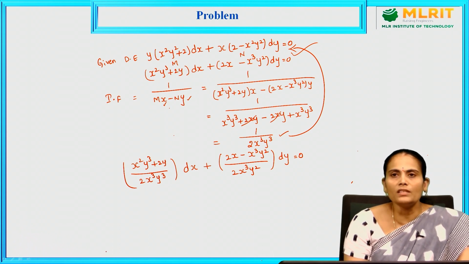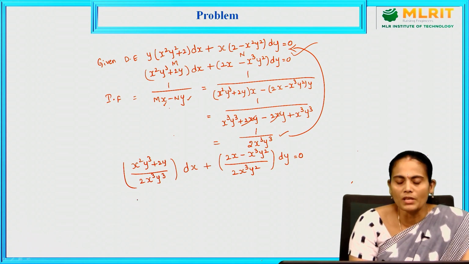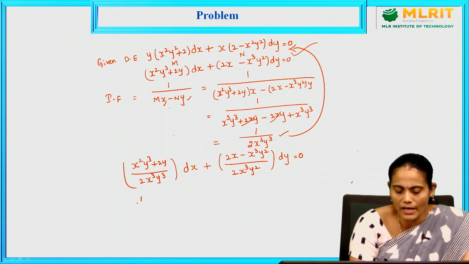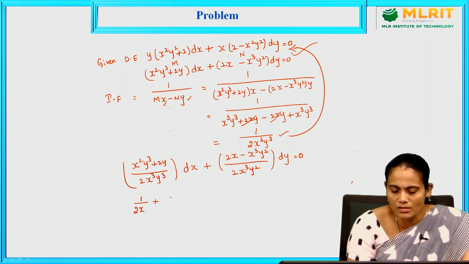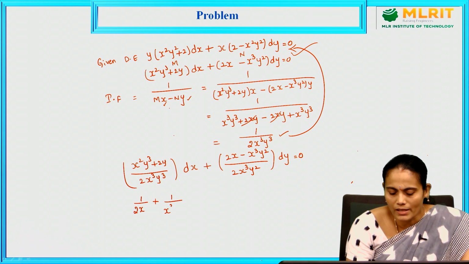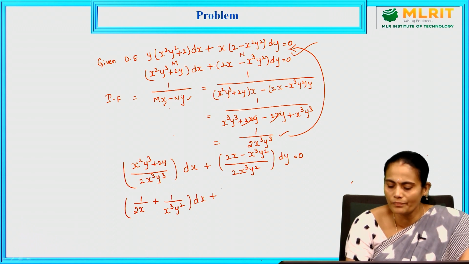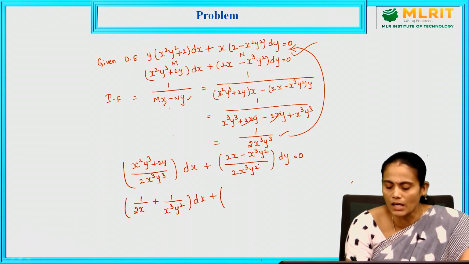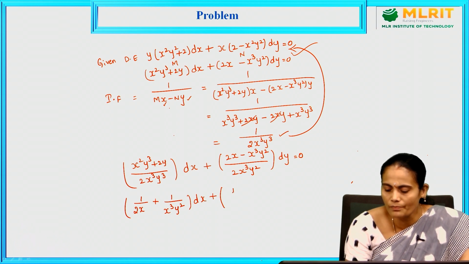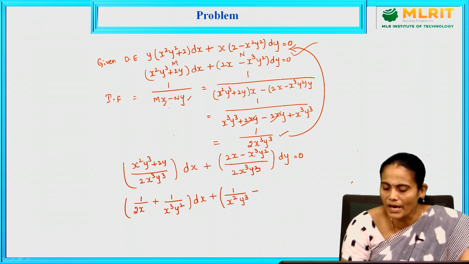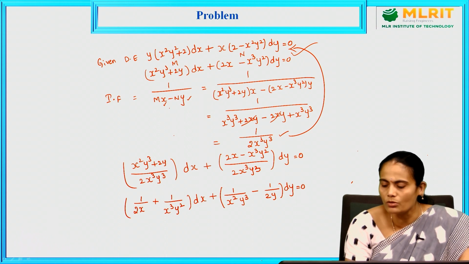And now split the terms here. The first term, after the cancellations, we will get 1 by 2x plus 1 by x cube y square into dx plus, in the second term also split the terms. After the cancellations, we'll get 1 by x square y cube minus 1 by 2y into dy is equal to 0.